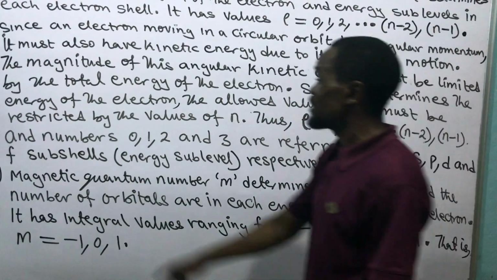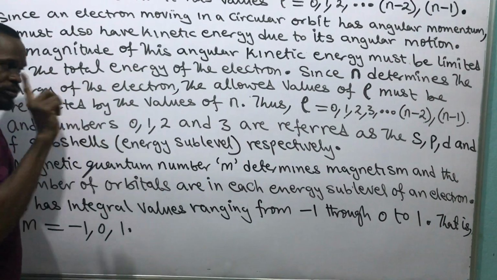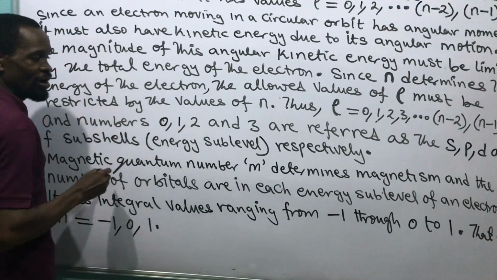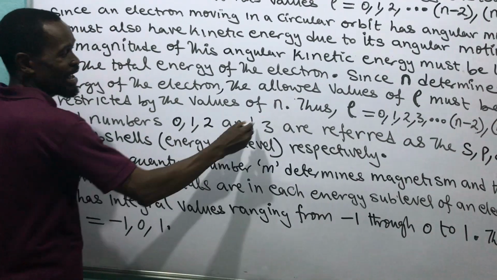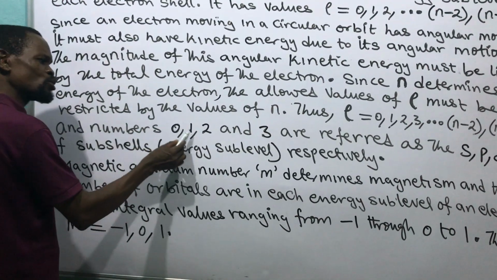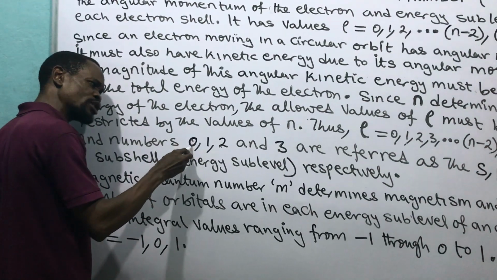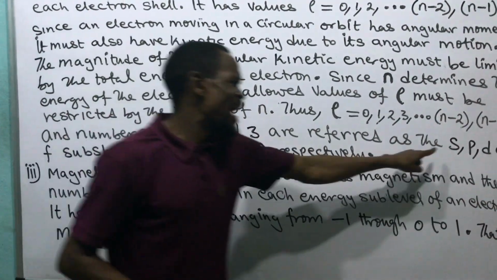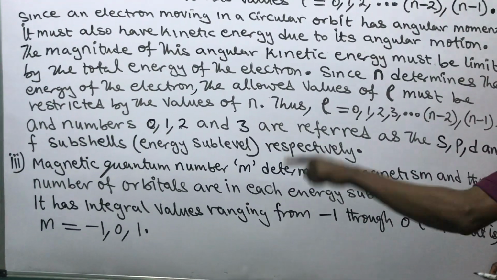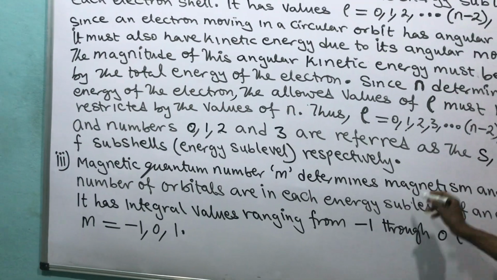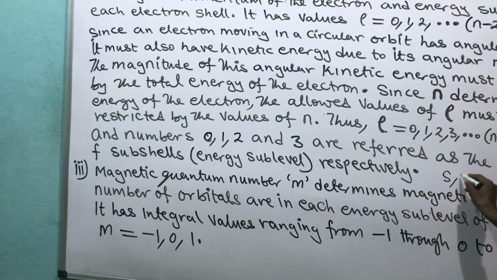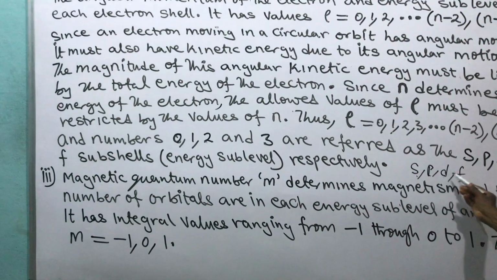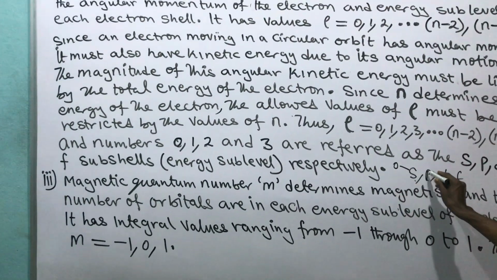So that's how we say it, and the numbers 0, 1, 2 and 3 of the angular momentum quantum number. How many numbers did I mention here? 1, 2, 3, 4, and we started from 0. They represent subshells, referred to as s, p, d and f. How many are there? 1, 2, 3, 4. This one stands for 0. This one stands for what? 1.